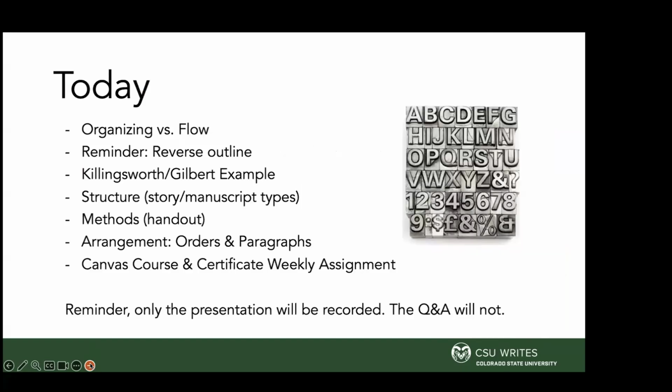And to do that, we'll delve back in just a little bit, and we'll talk a little bit about reverse outlining. We'll talk about the Killingsworth and Gilbert example. We'll talk about nature of structure and some story kind of manuscript types. We'll talk about some methods, and these are housed within the Canvas site as well.